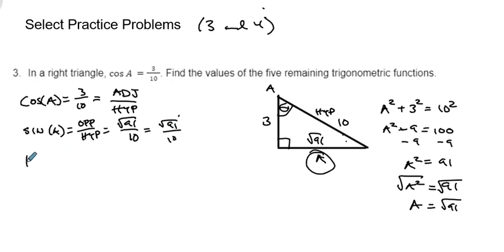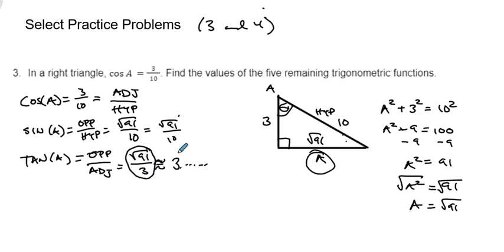All right, and now you'll see with tangent, we know that it's opposite over adjacent. Well, this is one of the cases where you actually do get a number bigger than 1, because the square root of 91 is the opposite side, and it's dividing by 3, and that's going to give you something that's a little bigger than 3. It's going to be 3 point something, right? So anyways, this is the answer. This is the exact answer for it.